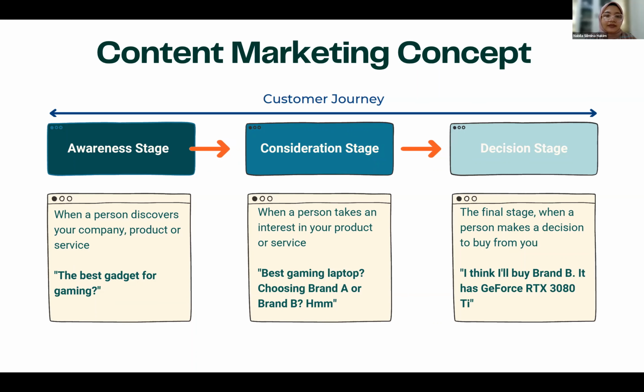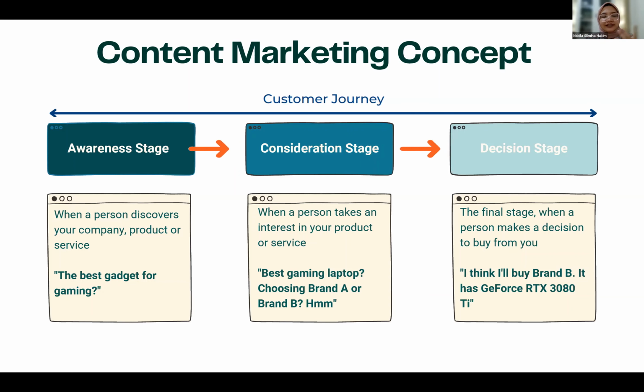Then the customer goes to the next stage, which is the consideration stage. It means a person takes an interest in your product or services. After thinking about which gadget they want to buy, they go to the next question: which brand brings the best specification or features? Is it brand A or brand B? They are considering, thinking, should I choose this brand or the other brand?